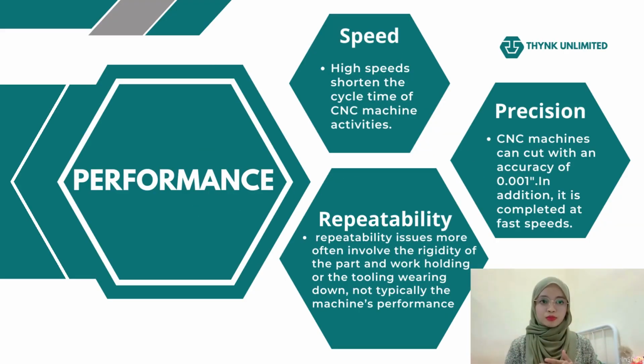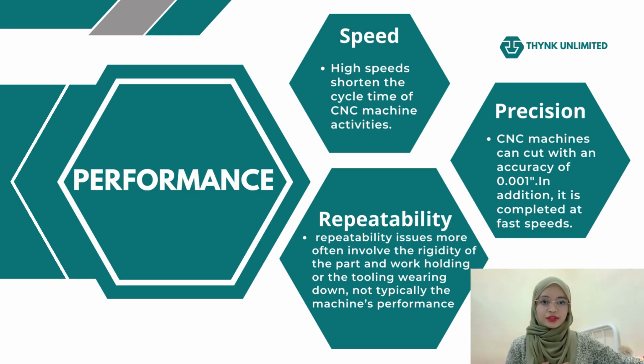Okay, so for performance, the high-speed machining process in CNC machining is a process that combines lighter milling passes with a high spindle speed and high feed rates to achieve a very high metal removal rate. So there are three types of performance. The first one is speed.